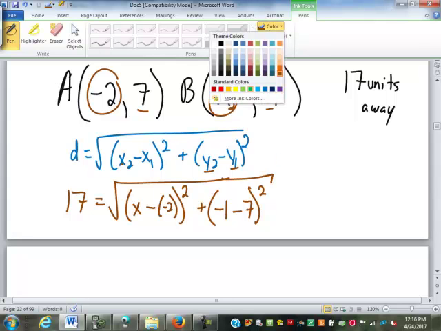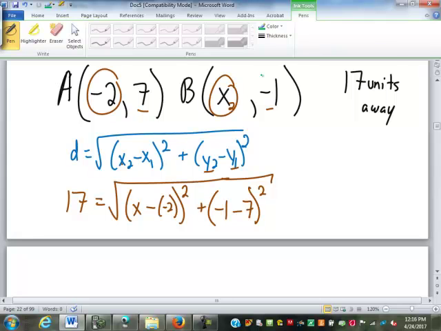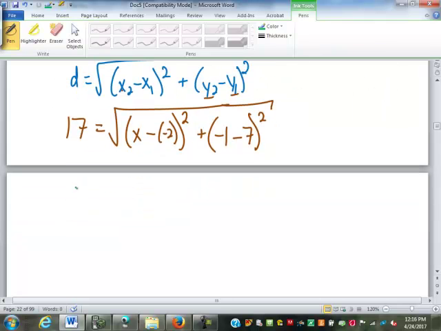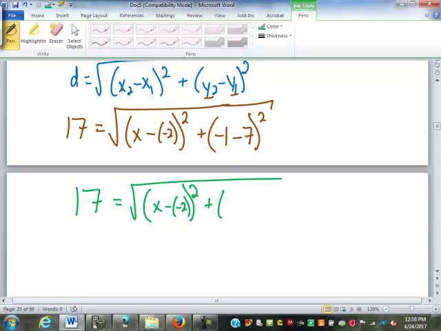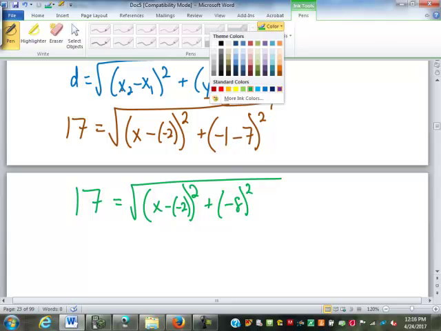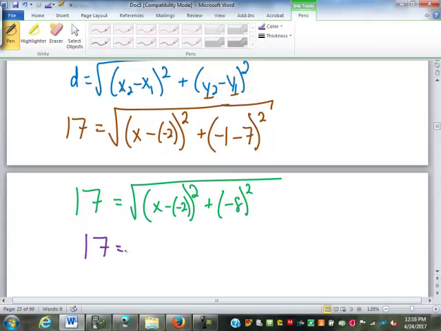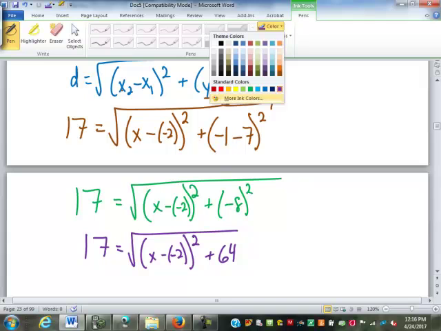So now before I try to solve this for a variable, I am going to combine as much as I can. On the right side here, I have -1 minus 7, which is a -8. And then I'm going to square that. -8 squared is a positive 64. Now at this point, there's nothing more I can combine.